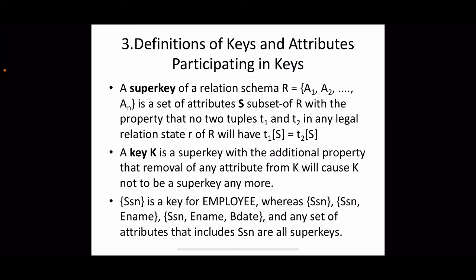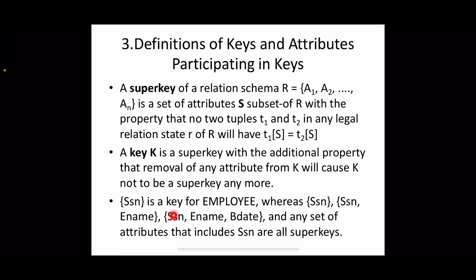Now, what about key? SSN is a key definitely, right? What about SSN and ename together, the combination? It's not a key because if we remove ename, the key property is still there, right? So if we try to differentiate key and super key, a key is the minimal set. That means if we remove some of the attributes from this key set, the key will not be valid anymore.